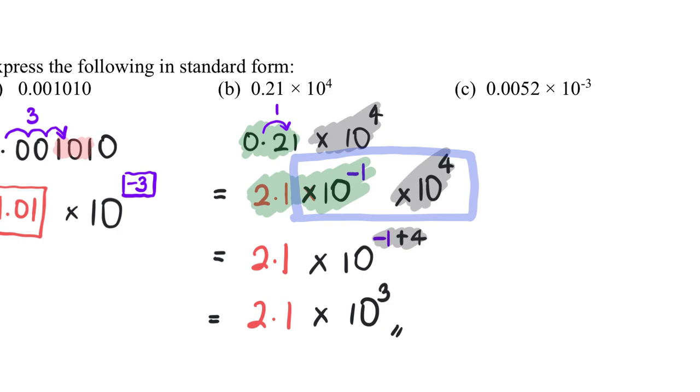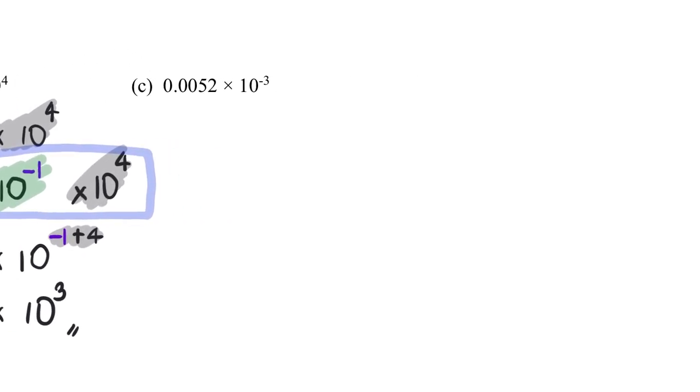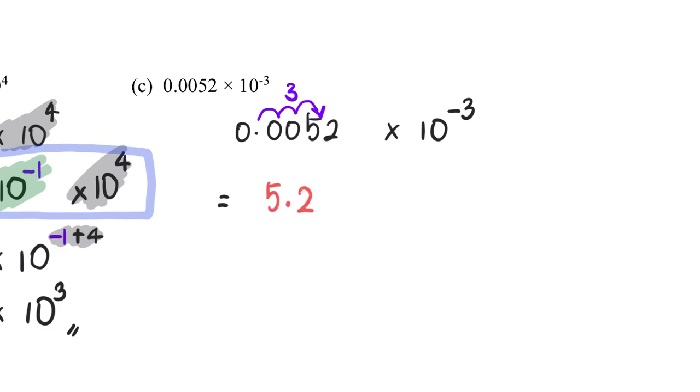Let's move on to part C, where we have 0.0052 times 10 to the power of -3. Again, you will see Mr. Tan trying to count the number of places for the decimal. For the number a, I will write it as 5.2 times 10 to the power of -3, because it is a very small number. This is for my 0.0052.